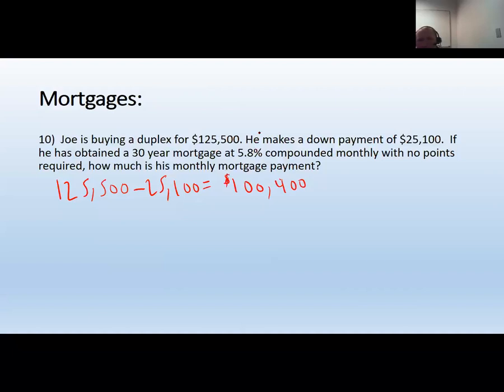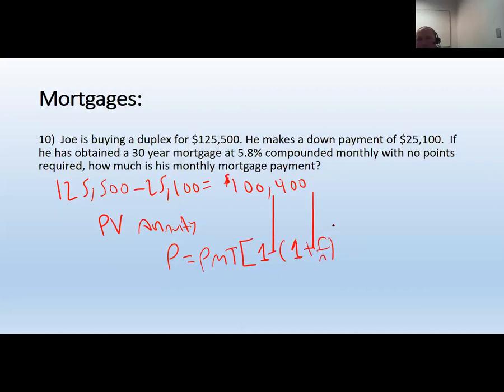Now, when you're dealing with mortgages, the formula to use is the present value of an annuity. And that formula, I'm going to remind you, we've used it a couple times. It's P equals PMT times bracket 1 minus parentheses 1 plus R over N to the negative NT power, all over R over N. So on our particular problem, we want to say P equals, well, actually P is known.